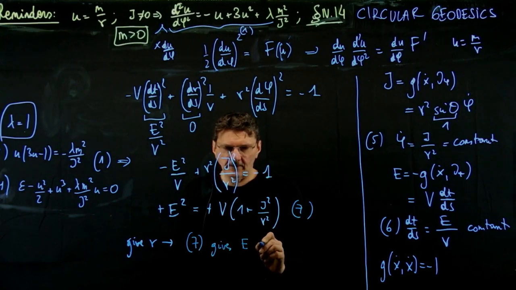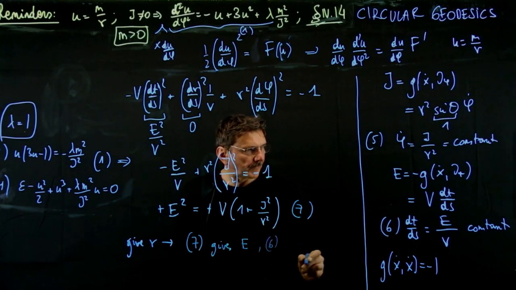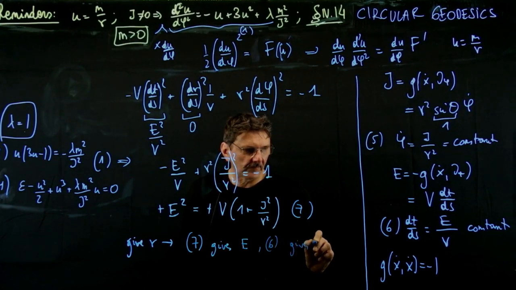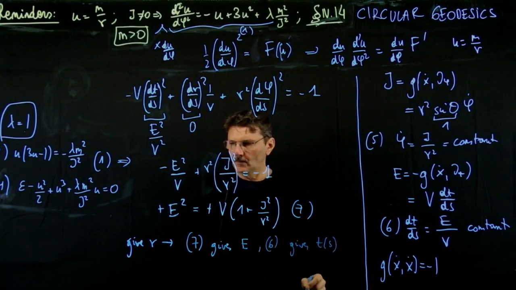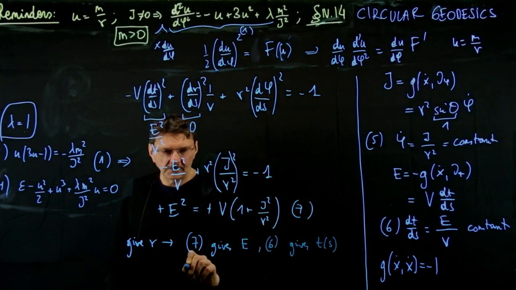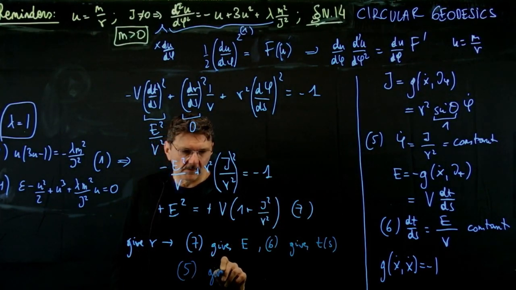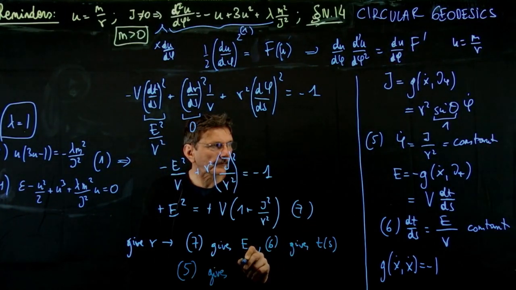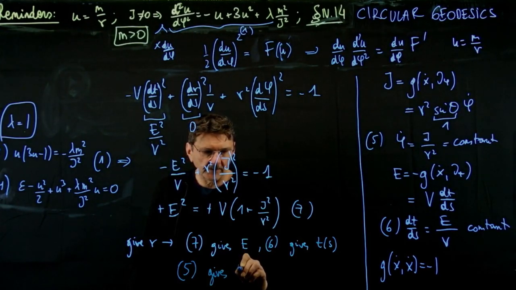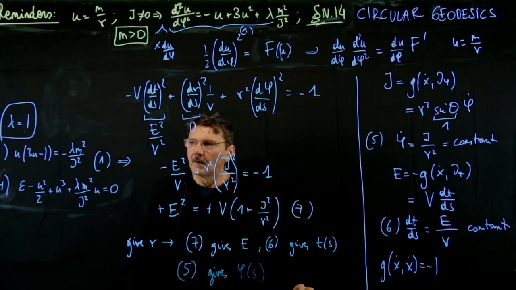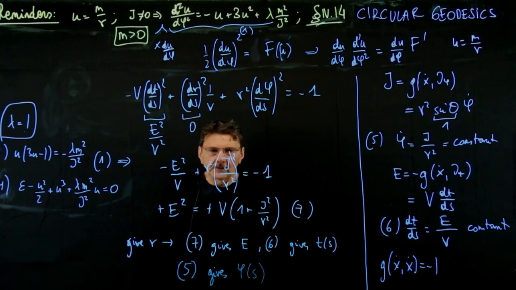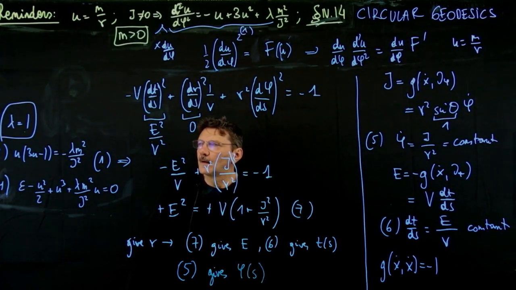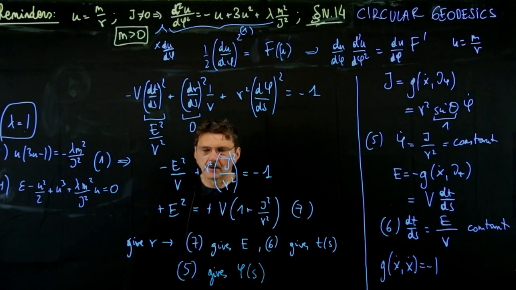Six gives T of S, right? So gives T of S. Five gives phi of S. And it looks like we should be done, except what haven't we satisfied, right?